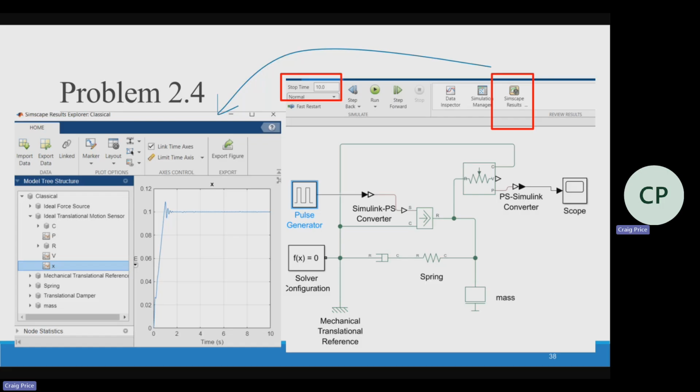One other important thing is the stop time. You can adjust how long this runs. It's always going to default to 10 seconds, but if it's not quite showing everything, then you can adjust the time. You can go to 20 seconds, 100 seconds, stuff like that.